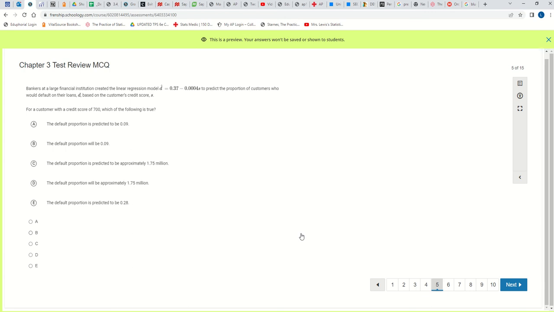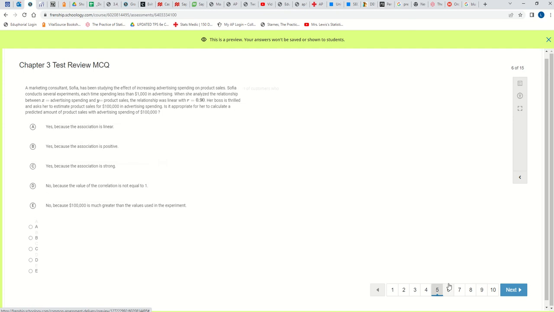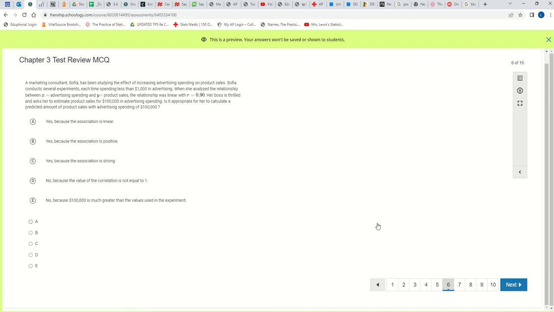So I would pick up my calculator and I'm going to plug in 700 for S. I'm getting 0.09, so I think it's A or B. The difference between A and B is A says that it's predicted to be 0.09 and B says that it is 0.09. So out of those two, what is it? Yeah, it's predicted to be 0.09. Very good. I would consider that one pretty easy. Let's move on to number 6.